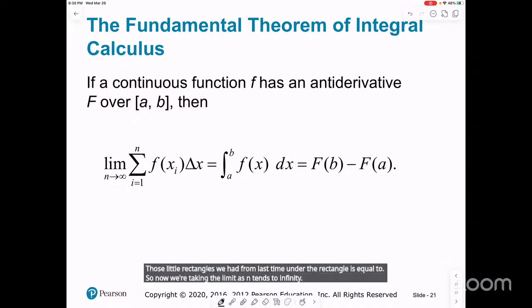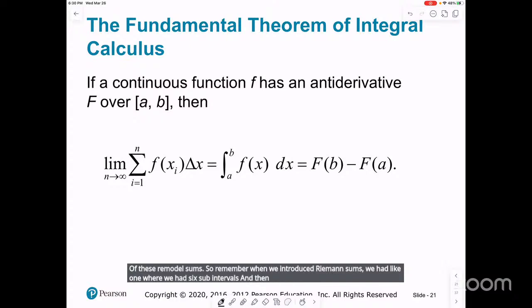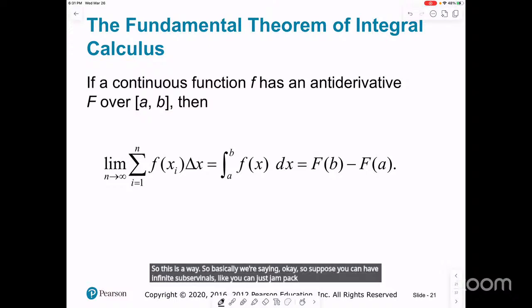Of these Riemann sums. So remember when we introduced Riemann sums, we had one where we had 6 subintervals, and then we had the exact same question, but with 12 subintervals. And the conclusion that we arrived to was that the more subintervals we have, the better our approximation. So basically, suppose you can have infinite subintervals, like you can just jam pack to the limit, right? If you take the limit as n tends to infinity. In other words, infinite subintervals.